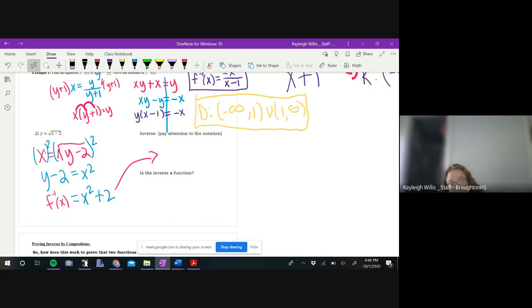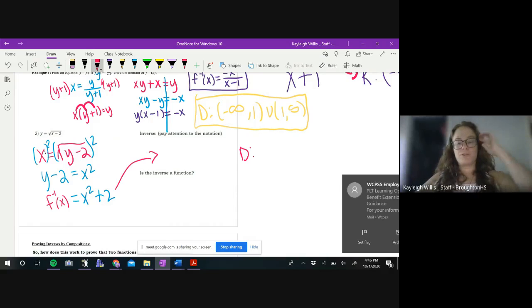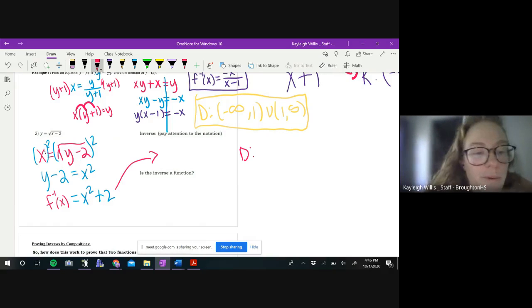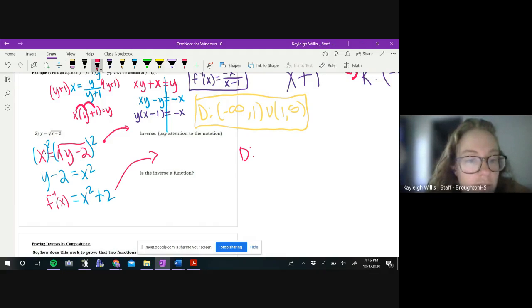It's just a parabola. But if it were to ask us what is the domain of the inverse, remember what I said. When we look at the original problem, we would see that this is a square root function. And a square root function looks like this. So the range of that was not everything, right? The range was restricted. The range for this guy would have been 0 to infinity.